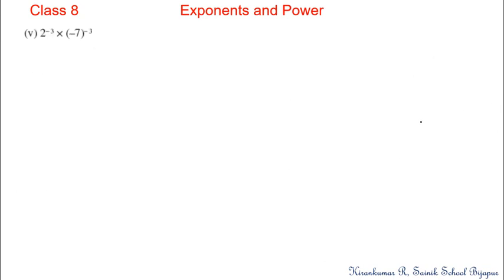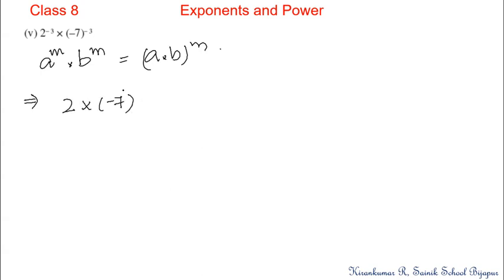Last question of this exercise, this second main question. Question number 5. If you look at it, the powers are the same. A raised to the power m multiplied by b raised to the power m is a into b to the power m. If you use that, we get 2 into minus 7 to the power minus 3. This will be minus 14 to the power minus 3.